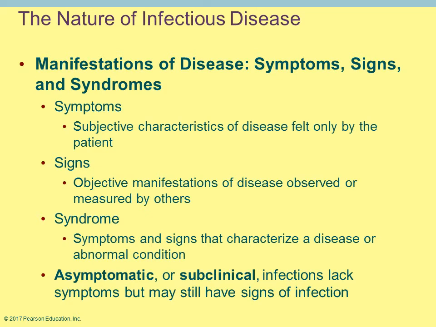What are some of the manifestations of the disease? We have symptoms, signs, and syndromes. Symptoms are things that are felt by the patient, things like pain, fatigue. I can't measure a level of fatigue in a patient. A patient can say, I'm feeling really tired. A patient can say, I'm feeling pain.